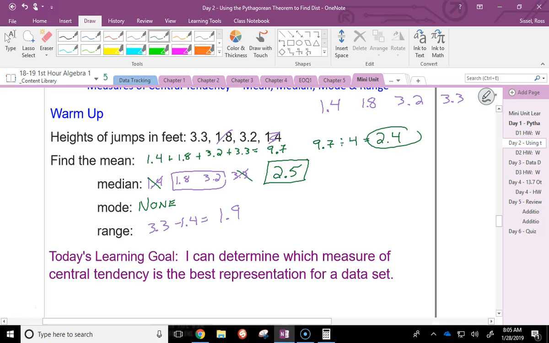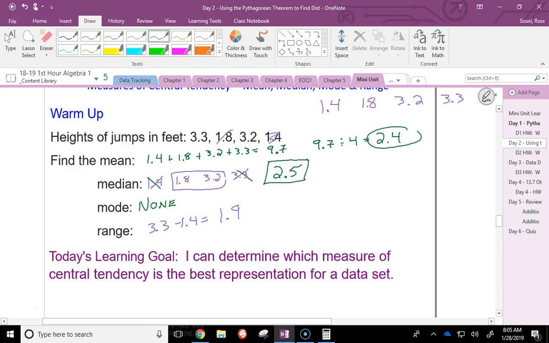Mode, you would say none. Mode is just the one that repeats the most. Since they all repeat the same amount, let's make sure we understand that part. They all repeat the same amount, so there is no mode. Not just because they're only listed once. If each number was listed 3 times, we'd still have no mode, because none of them is repeated more than the others.